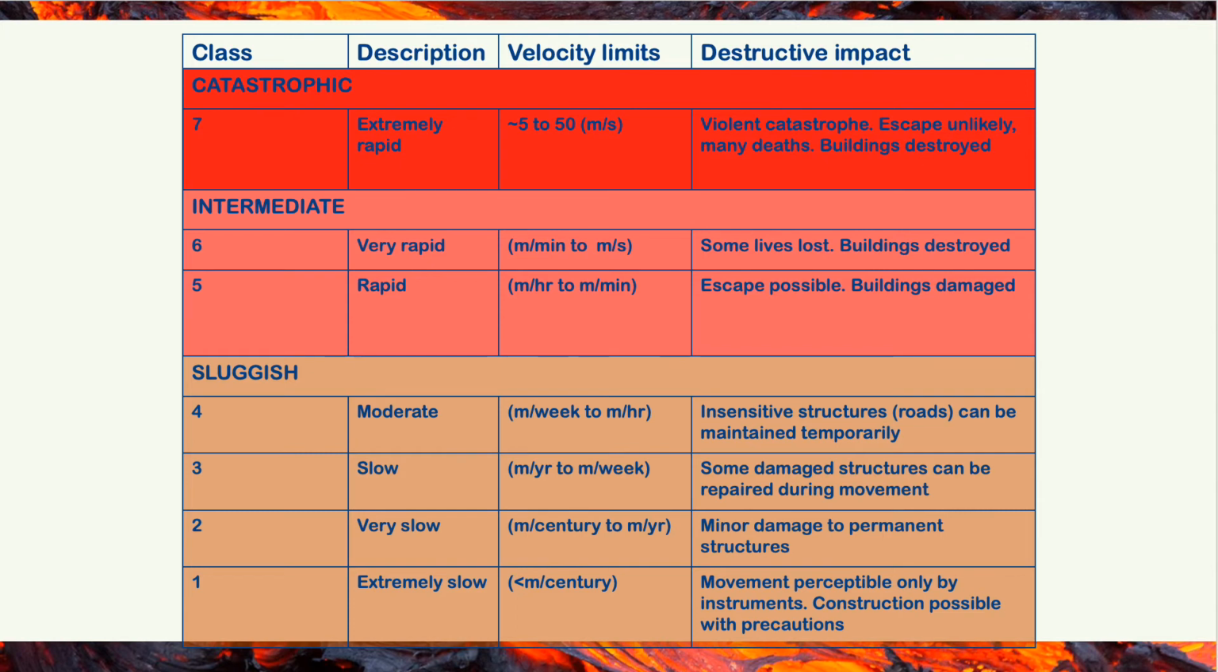And then finally we get to catastrophic, where we're potentially looking at movement in the order of 5 to 50 meters per second. And these are situations where actually, even if you're there, even if you haven't got warning, you're very unlikely to be able to escape, even if you start to feel the motion, because the speed of the landslide is actually faster than you can move. This is very definitely going to be destroying buildings and causing a lot of damage.